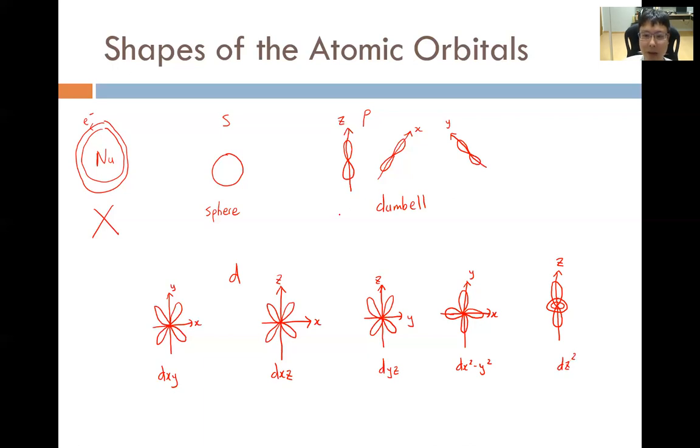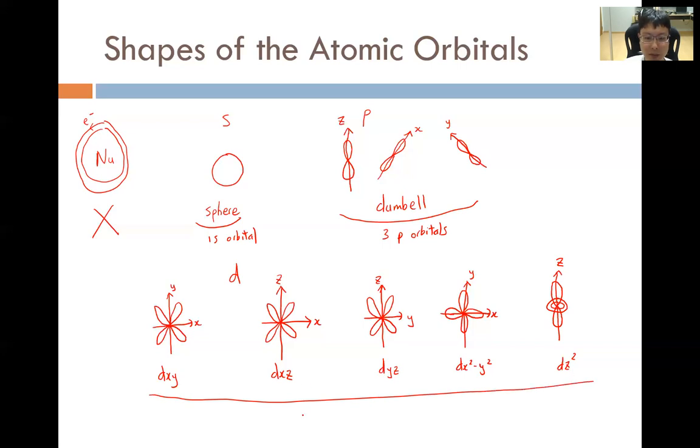So there are 3 p orbitals that form one p subshell. There's only one s orbital. And there is a set of 5 d orbitals that form the d subshell. So these are the shapes of the atomic orbitals, and students are expected to know how to draw these atomic orbitals.